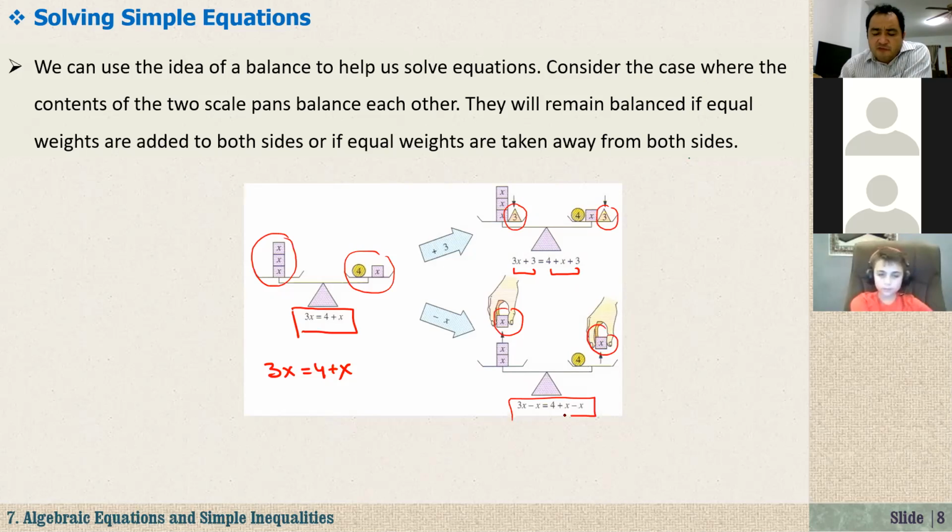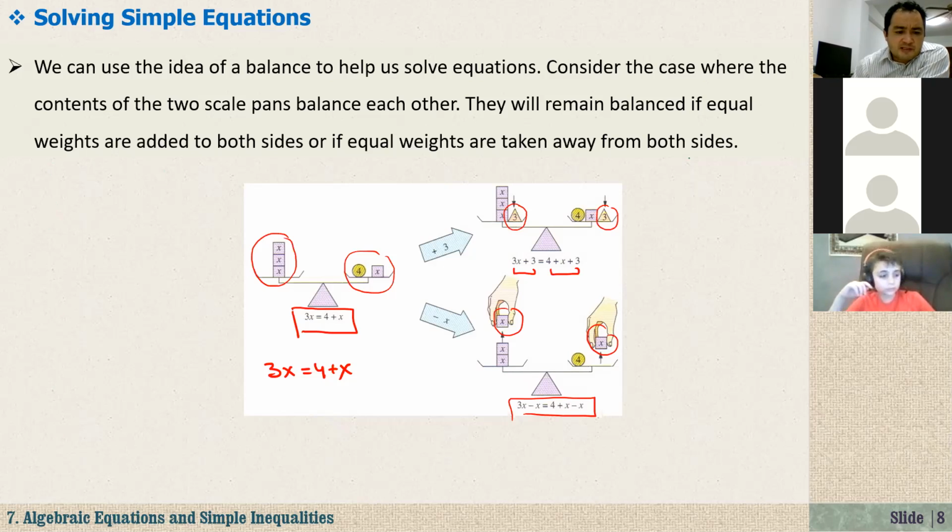If you're given an equation, you must have already known this. We can add the same number to both sides. We can subtract the same number from both sides. We can divide both sides by the same number. We can multiply both sides by the same number. It does not change the solution of the equation.